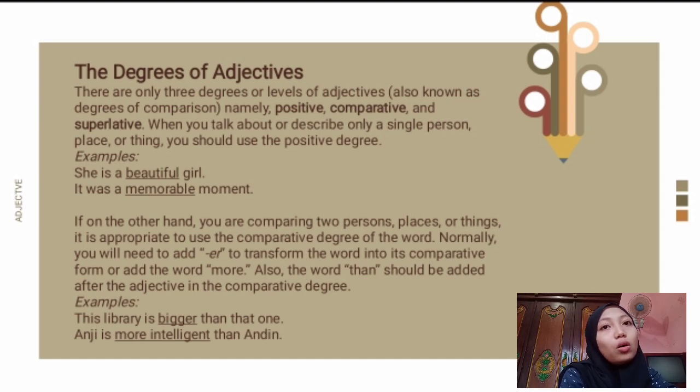If on the other hand, you are comparing 2 persons, places, or things, it is appropriate to use the comparative degree of the word. Normally, you will need to add -er to transform the word into its comparative form or add the word more. Also, the word than should be added after the adjective in the comparative degree. Example, this library is bigger than that one. Anji is more intelligent than Andin.